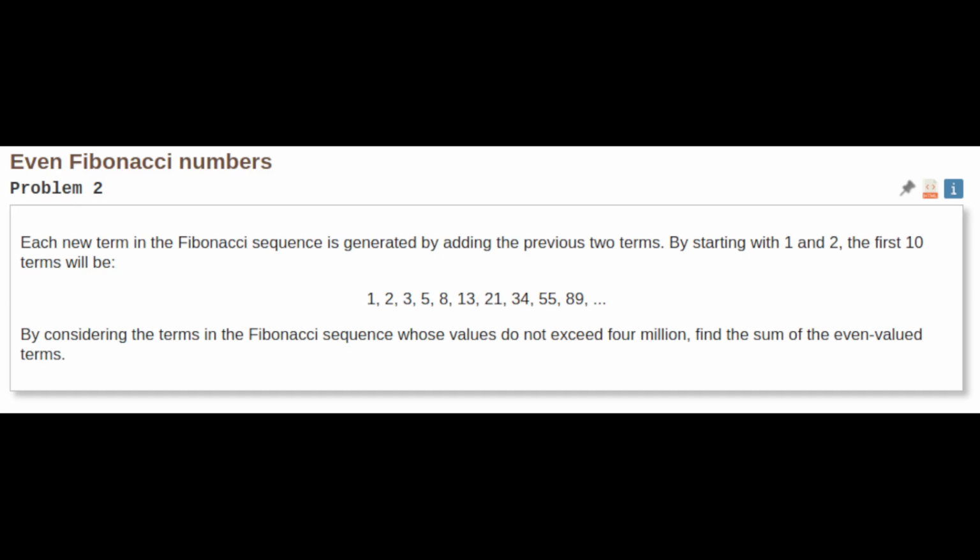So in this example shown in the problem, starting at 1 and 2, the third term is 3 and it's found by adding 1 and 2. The fourth term is 5, found by adding 2 and 3.